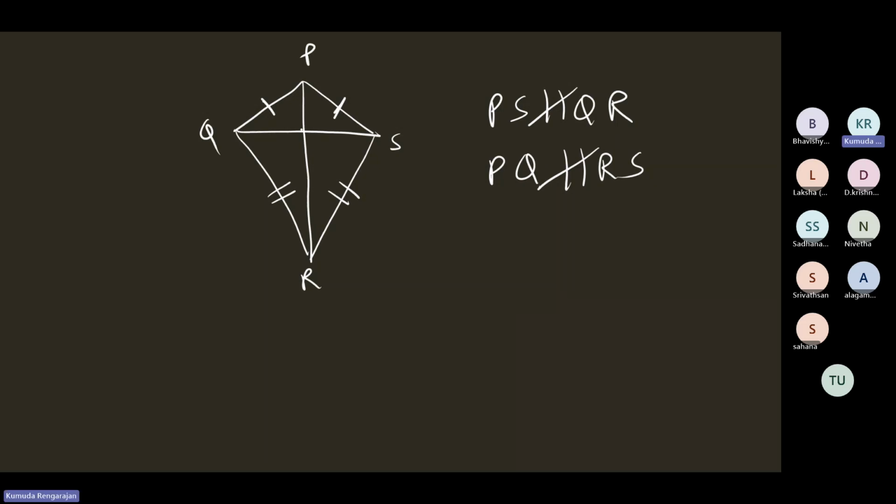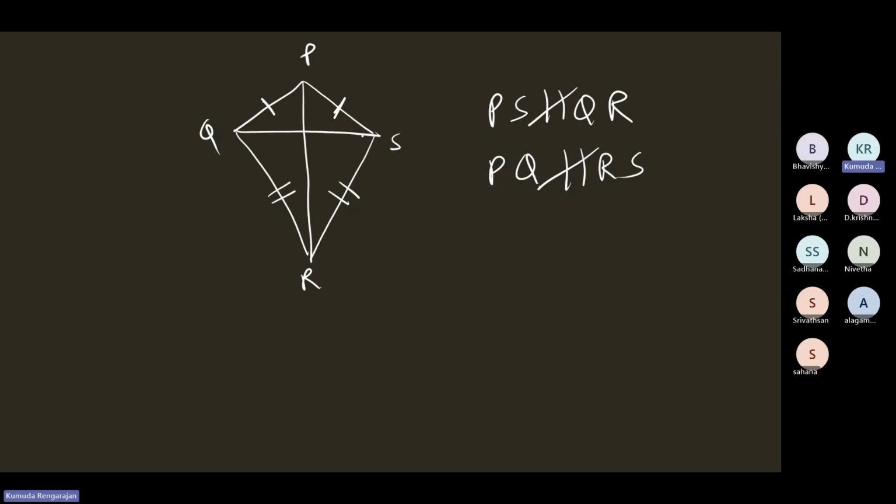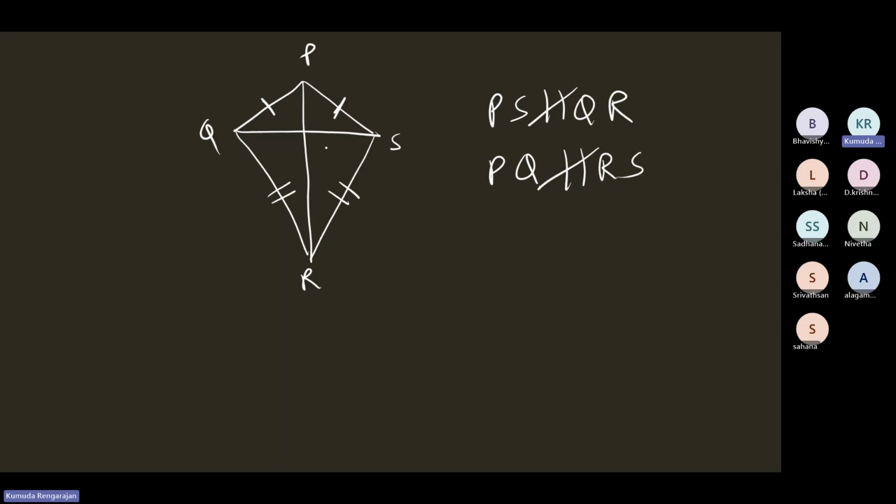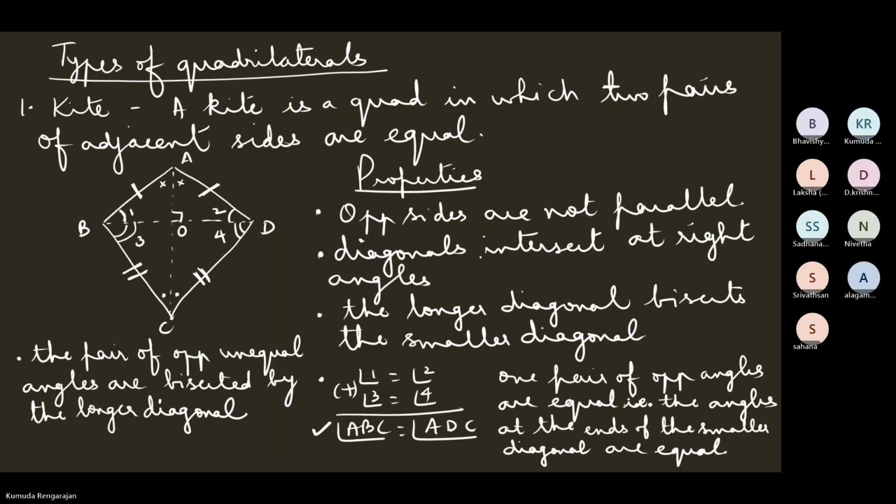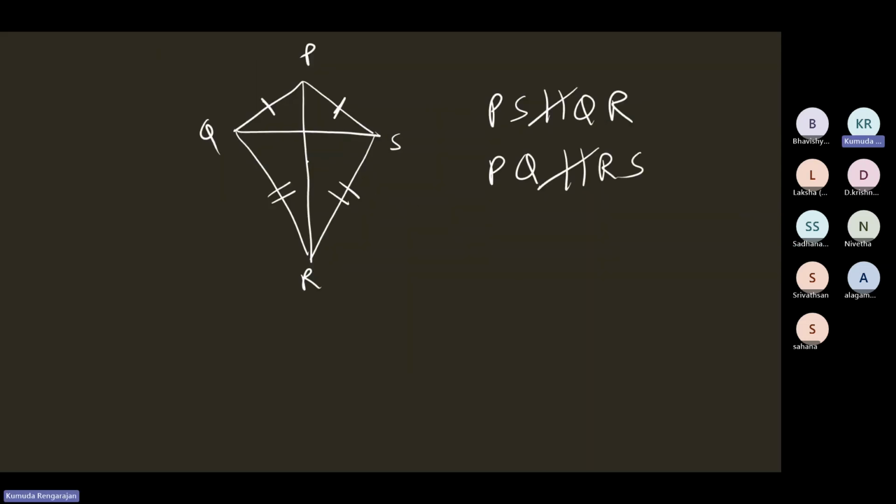So in a kite, we have two pairs of adjacent sides equal. The diagonals are unequal. The diagonals are perpendicular to each other. I'll just insert it here, I think I forgot to write that up. Okay, diagonals are unequal. Diagonals intersect at right angles. The longer diagonal bisects the shorter diagonal.